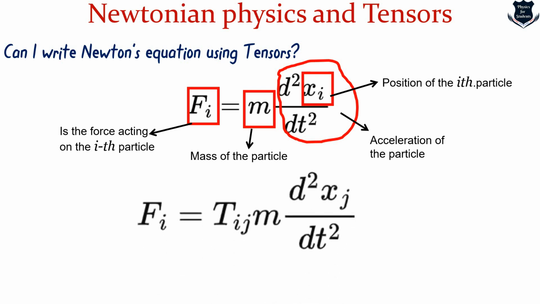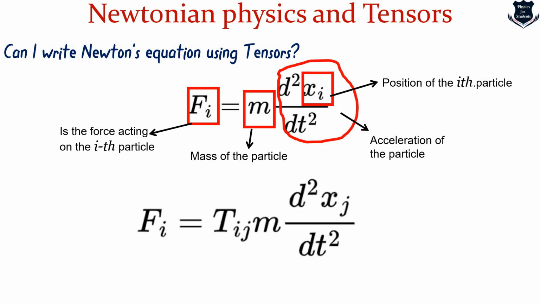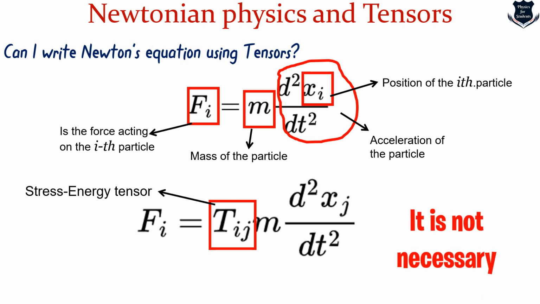I can write it as this, right? And Fi is again the force acting on the ith particle, and the rest of the things remain the same. And here is something new, which is Tij, and this is called the stress-energy-momentum tensor. What it tells, we will come to in a later part of the video, but everything related to stress, energy, momentum, angular momentum is stored in one small container, which is called the stress tensor. So yes, we can write Newton's equations using tensors, but this is not at all necessary.